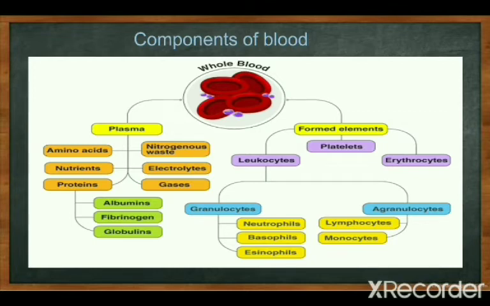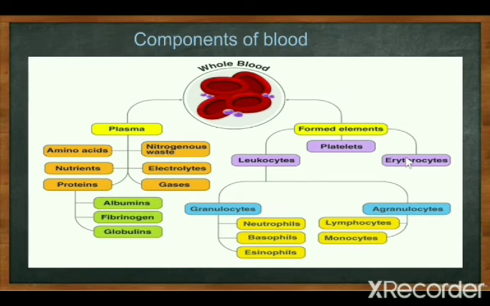Now come to the blood corpuscles, or formed elements. Blood corpuscles are of three types. RBC, that is red blood corpuscles, not cells, also called erythrocytes. WBC, that is white blood corpuscles, also called leukocytes. And blood platelets, also called thrombocytes. Now come to the RBCs, also called erythrocytes.